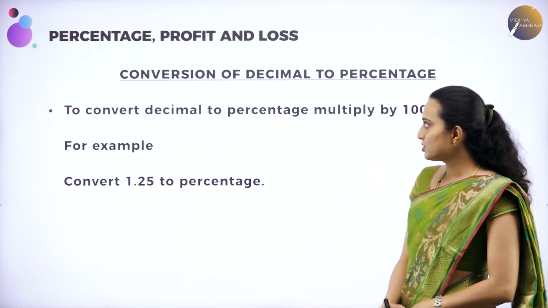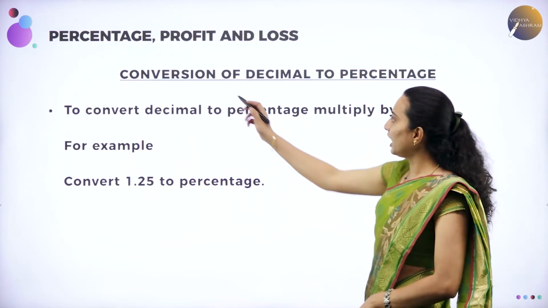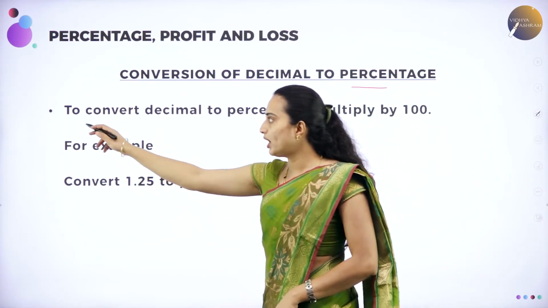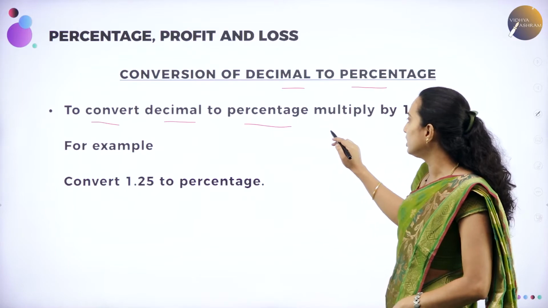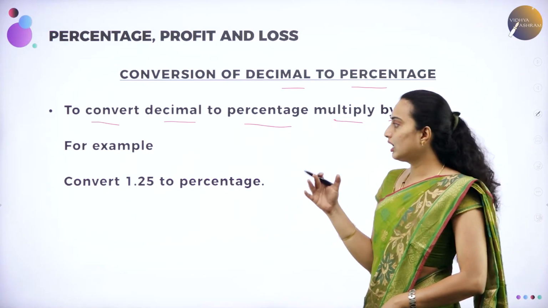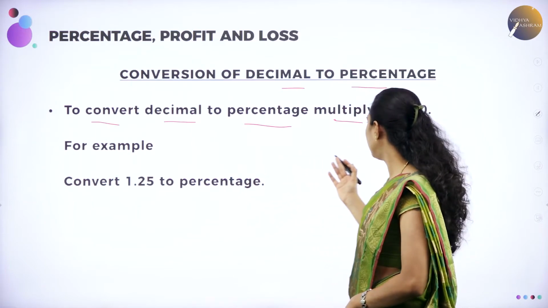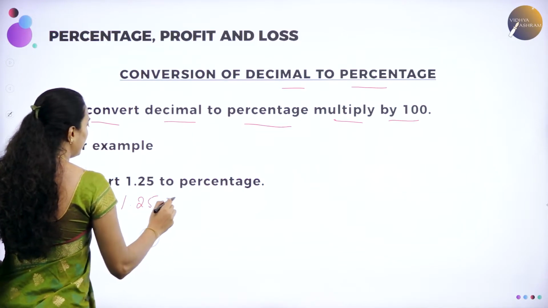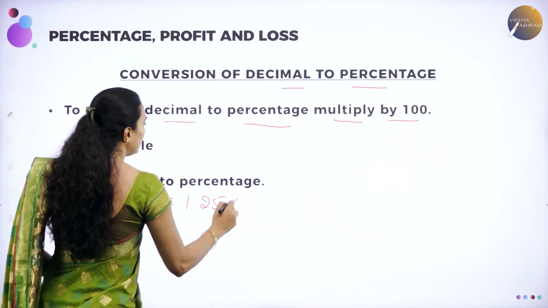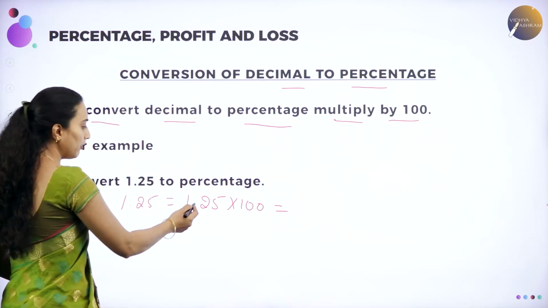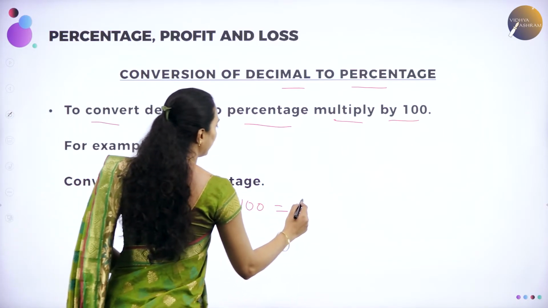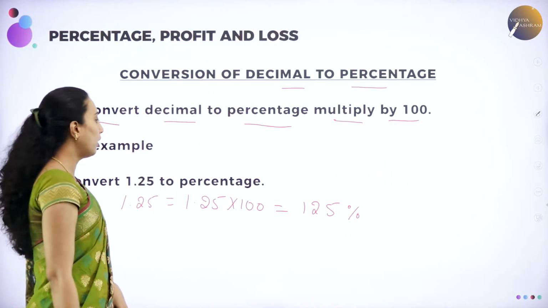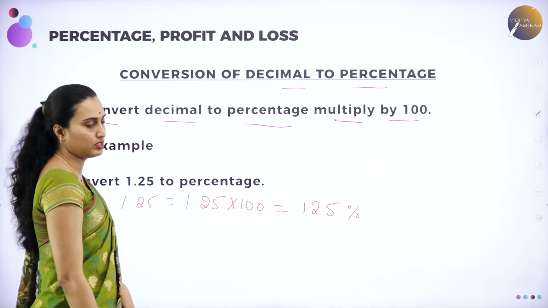Understood? Now, dears, we'll move on to the conversion of decimal to a percentage. To convert a decimal to a percentage, multiply the given decimal by 100. So 1.25 can be written as 1.25 into 100, the given decimal is multiplied by 100 and converted into a percentage. You put the percentage symbol. That's it. So 1.25 into 100 is 125 percent.